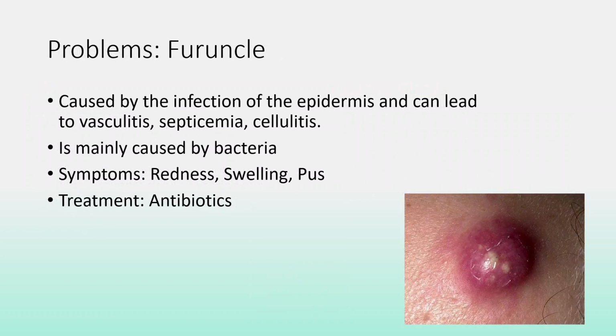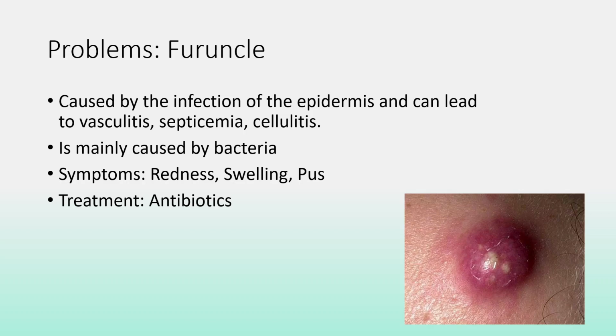Now, there are problems with the skin as well. Sometimes a furuncle can happen, and that's an infection of the hair follicle because of bacteria, which then enter deep into the epidermis. This can lead to a variety of conditions, including vasculitis, septicemia, and cellulitis. Septicemia being the most severe. Vasculitis refers to the infection of the blood vessels. Septicemia is the infection of the blood.